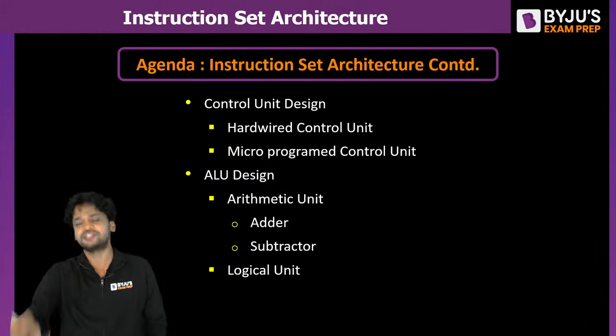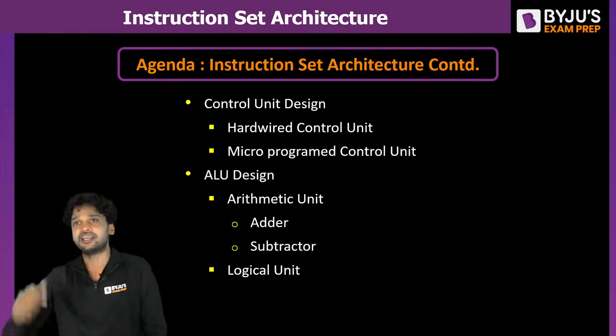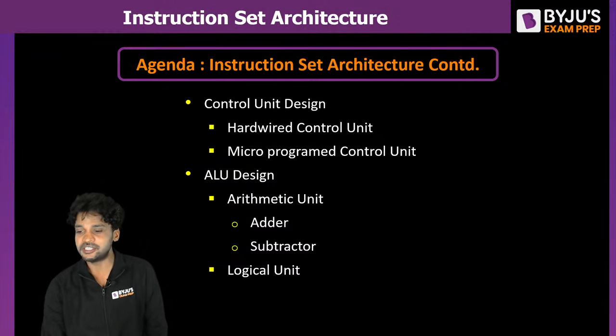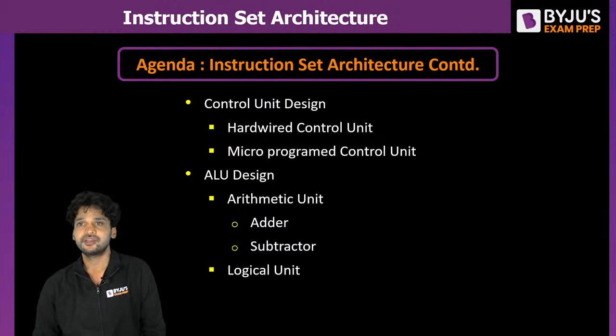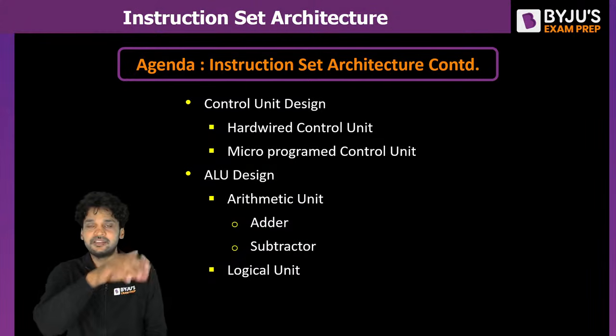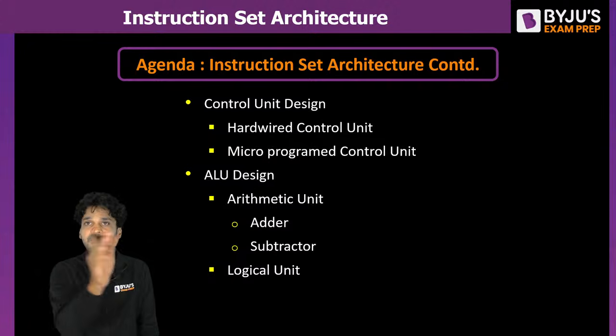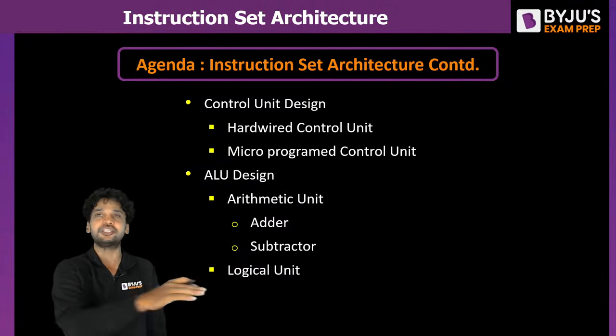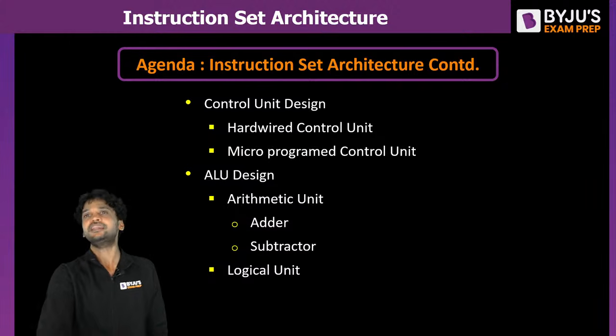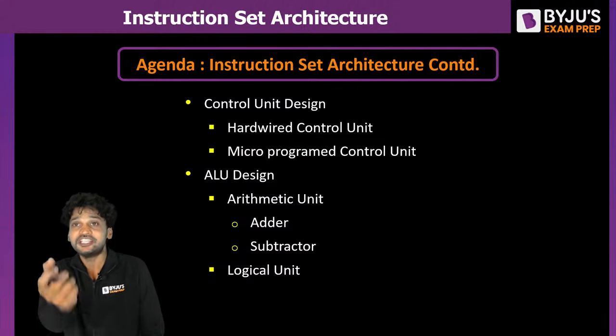Initially, where is the instruction? The instruction is in the main memory. Instruction is not directly available within the CPU. From the main memory, we are going to bring that instruction into the CPU. This job will be done by the control unit. The control unit will initiate these transfers.